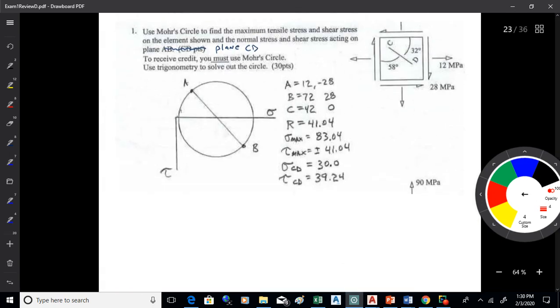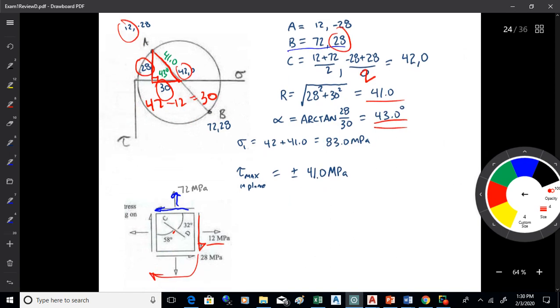Okay, now the question on this stuff is to find the maximum tensile stress and shear stress on the element shown, and the normal stress and shear stress acting on plane CD. So that's what we want to do.